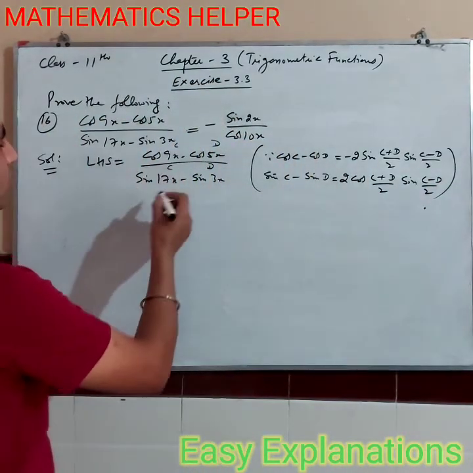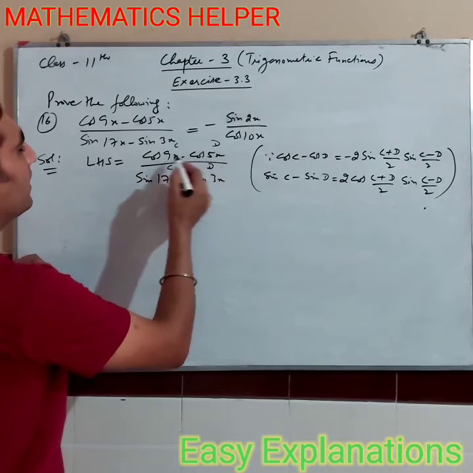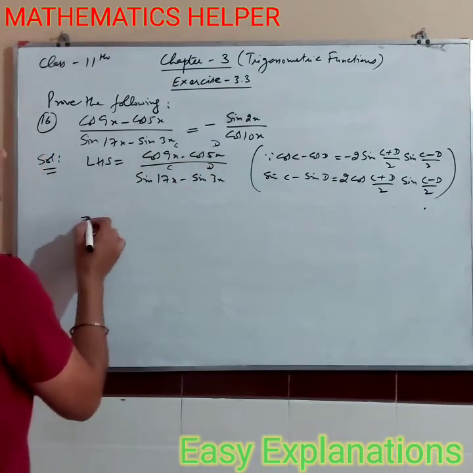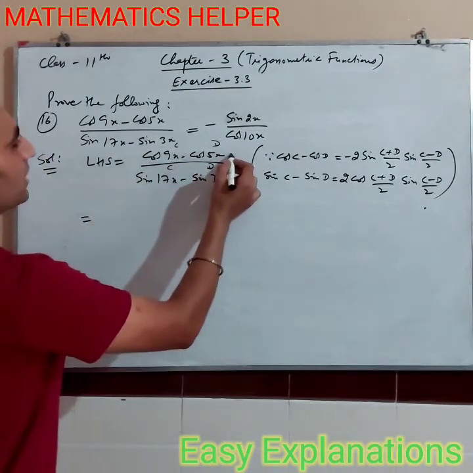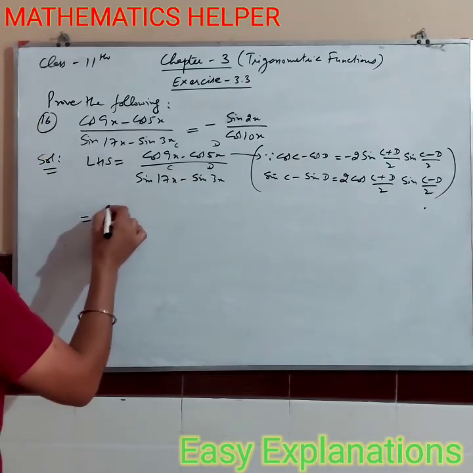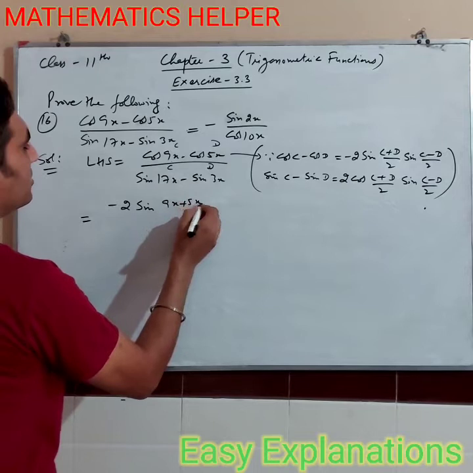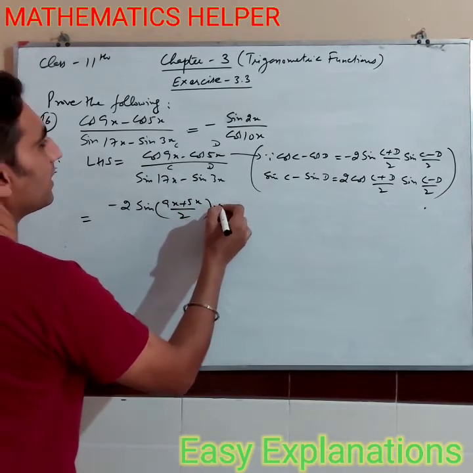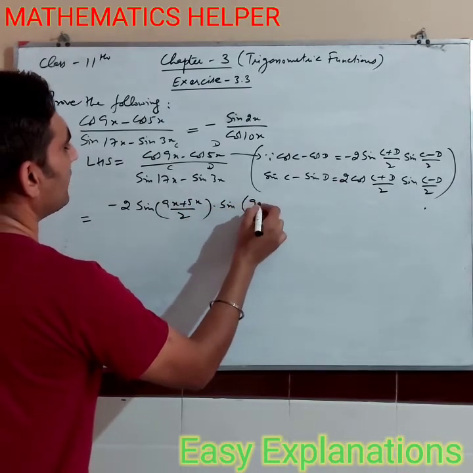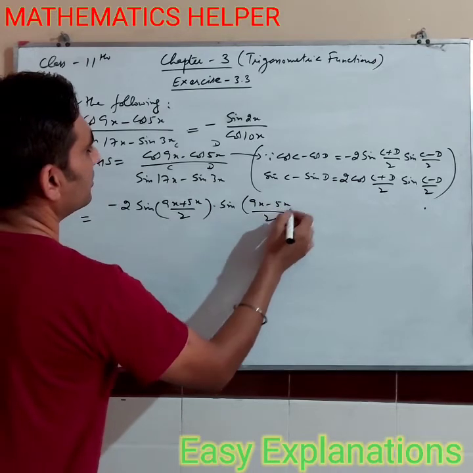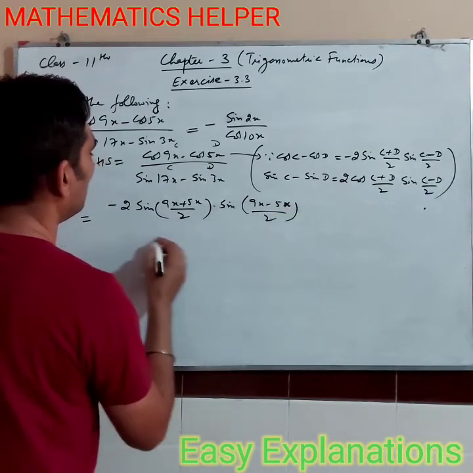And we have to use C and D as required given values here. Okay, so see how we have to write. According to the formula for the numerator, it will be minus 2 sine of the sum of angles, (9x plus 5x) over 2, then sine of the difference of angles over 2. So I am writing the difference of angles here.